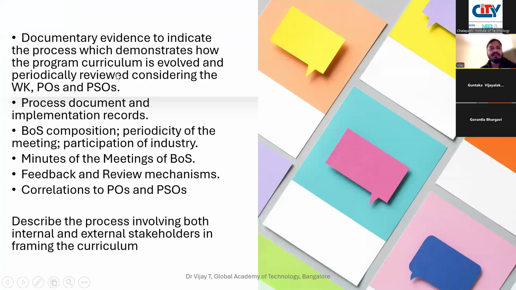So these are all the needs analysis which has to be done at the start of the preparation of the curriculum. Now it has been changed from 2024. The next curriculum, whatever you're going to change, should have the needs analysis with respect to WKs, POs, and PSOs.